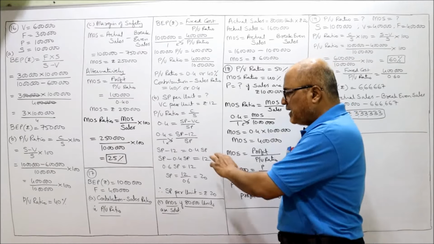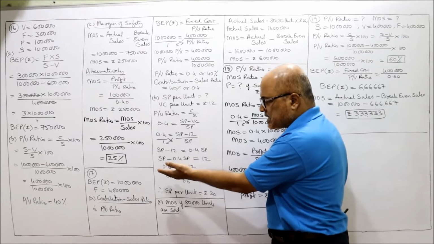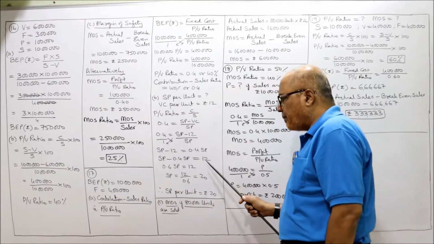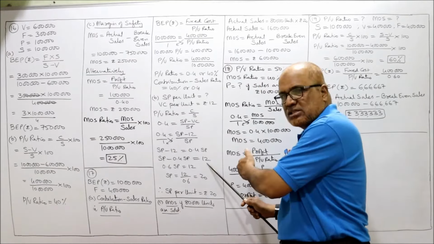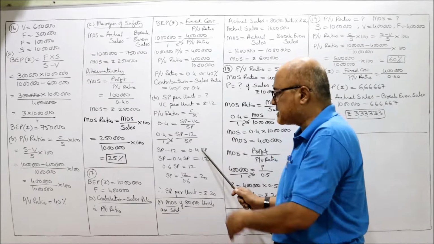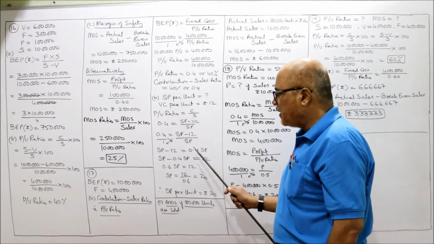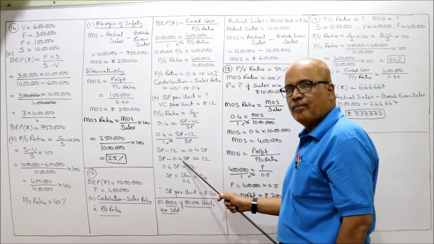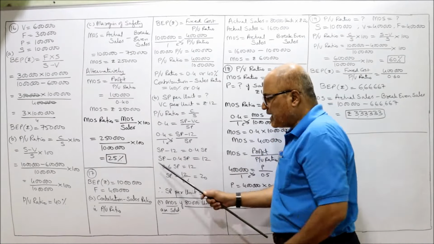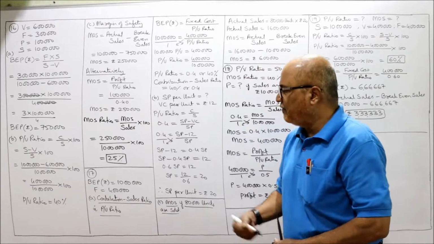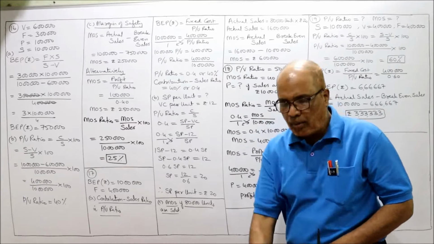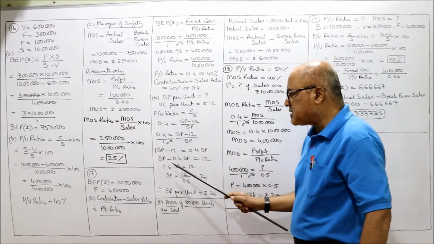Now what I am doing is taking this 0.4 SP to LHS and bringing this minus 12 to RHS. So minus 12 will become plus 12 if I take it on the RHS. This 0.4 SP is on RHS, I am bringing it to LHS. So minus 0.4 SP. Now see here, SP minus 0.4 SP. SP means 1 SP. If we write SP, it means 1 SP. So now we subtract 1 minus 0.4.